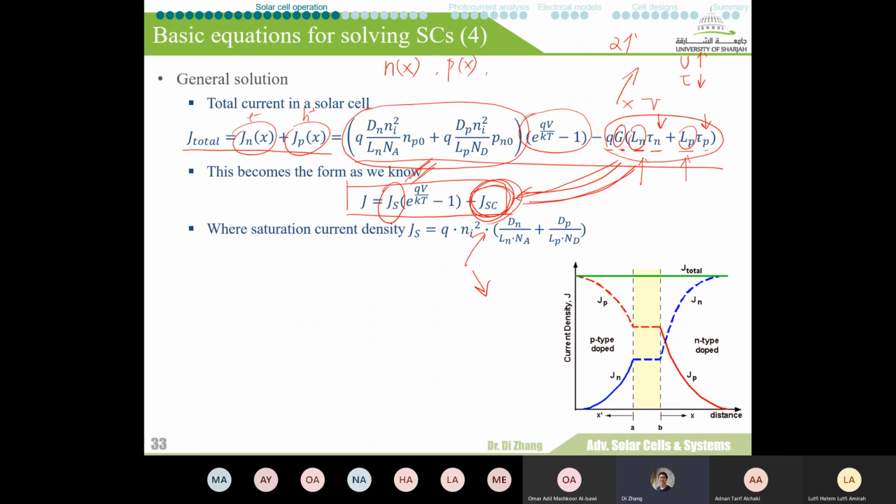Okay, you cannot have a solar cell where the diffusion length is too small, because this will mean that you are going to lose a lot of photocurrent. So all of this is actually very useful for us to understand the solar cell behavior.